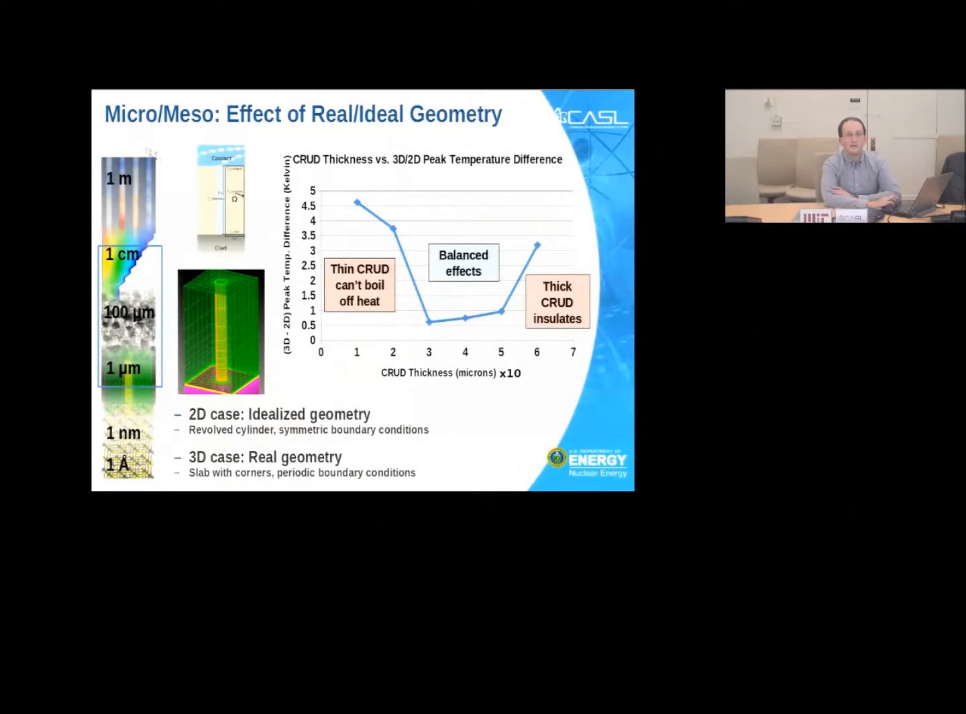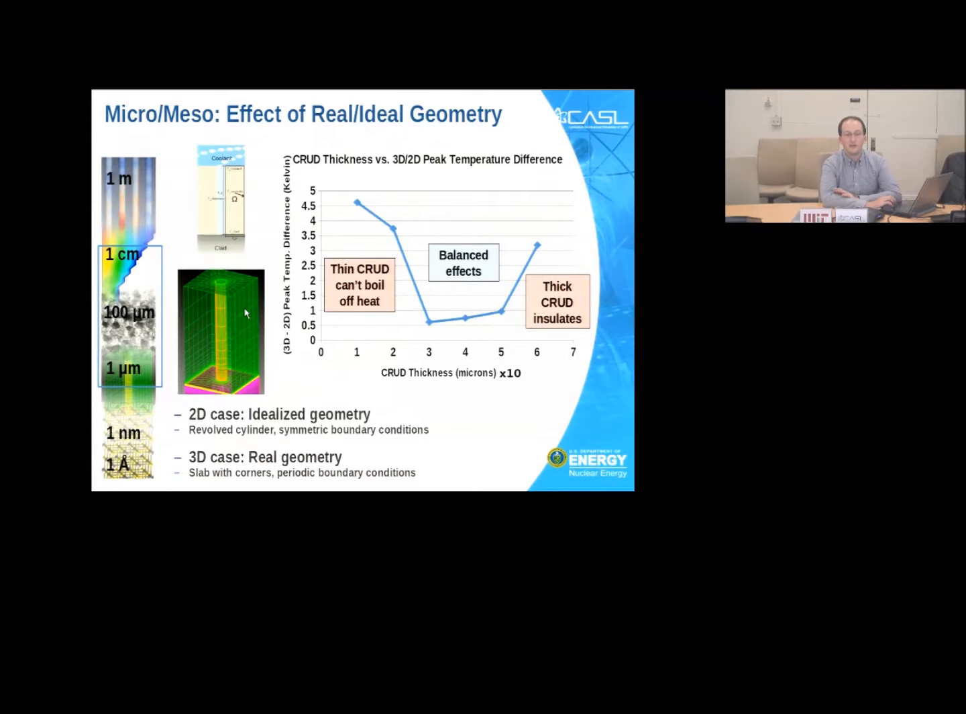I quickly grew tired of simulating rectangles and wanted to get into something a little more realistic. So we can simulate in 3D the effect of this actual geometry and things like the corners on what the peak clad temperature is underneath the crud, because we make some different assumptions in 2D and 3D. In 2 dimensions, we assume what's called symmetric boundary conditions, where there are 0 flux boundary conditions between this slice of crud and the one that we assume is right next to it. In 3D, we assume periodic boundary conditions, which are not exactly the same.